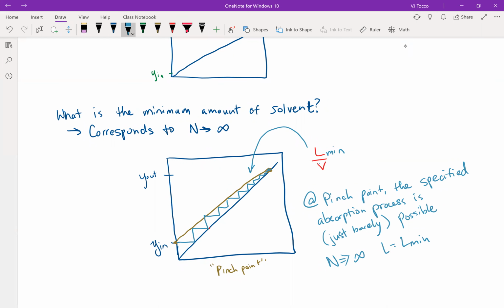And once again, I'll just mention briefly that stripping would be the exact same, just the opposite, where the operating line would be below the equilibrium curve, and we'd still be talking about V min. Just in this case, the operating line would be getting steeper and steeper until we reach the pinch point.